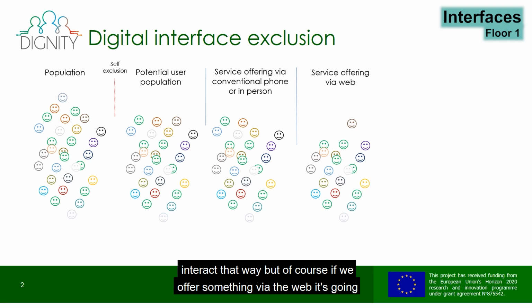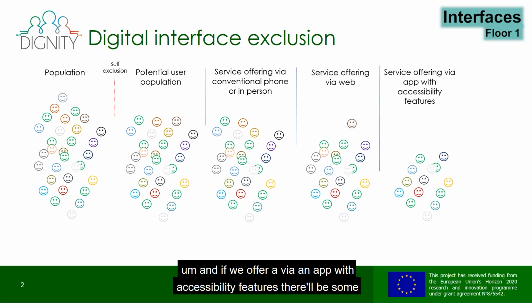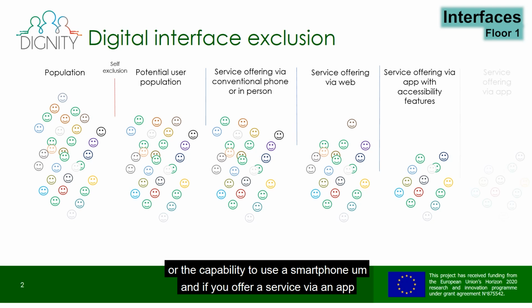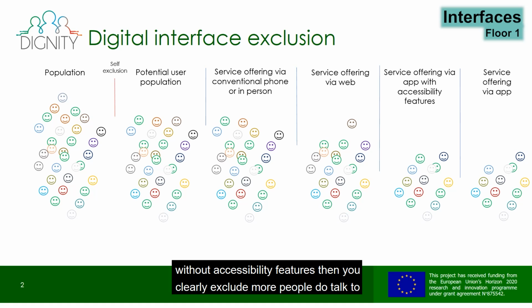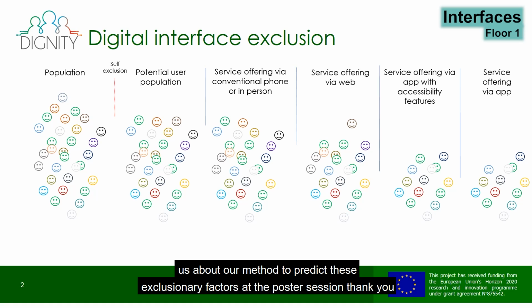But of course, if we offer something via the web, it's going to be more exclusionary for those who don't have access to the internet. And if we offer via an app with accessibility features, there'll be some that can't do that because they don't have a smartphone or access or the capability to use a smartphone. And if we offer a service via an app without accessibility features, then you clearly exclude more people. Do talk to us about our method to predict these exclusionary factors at the poster session.